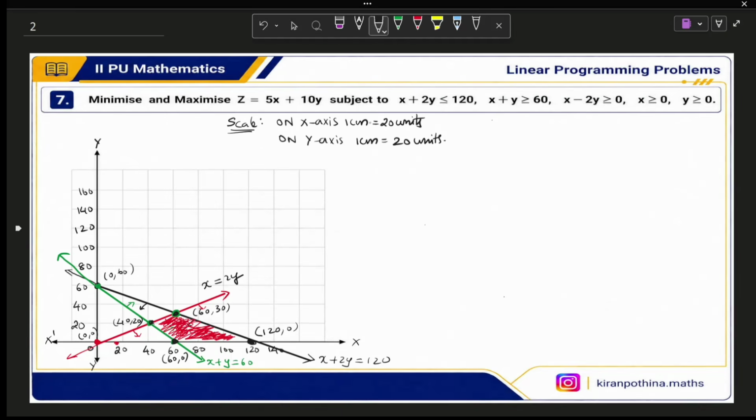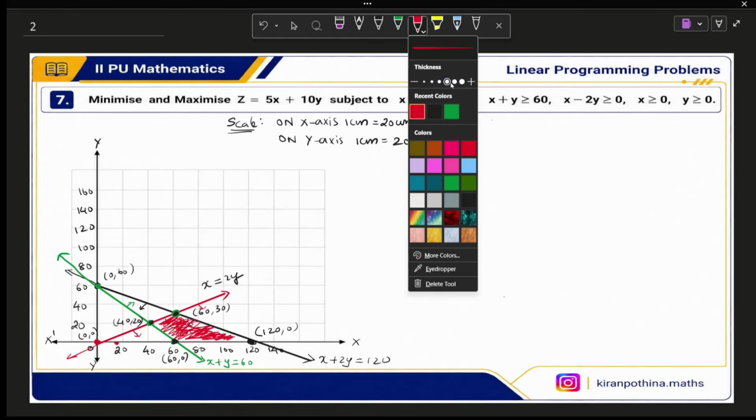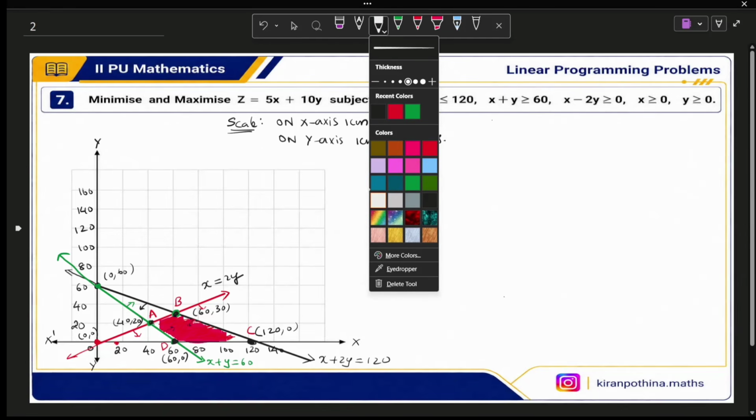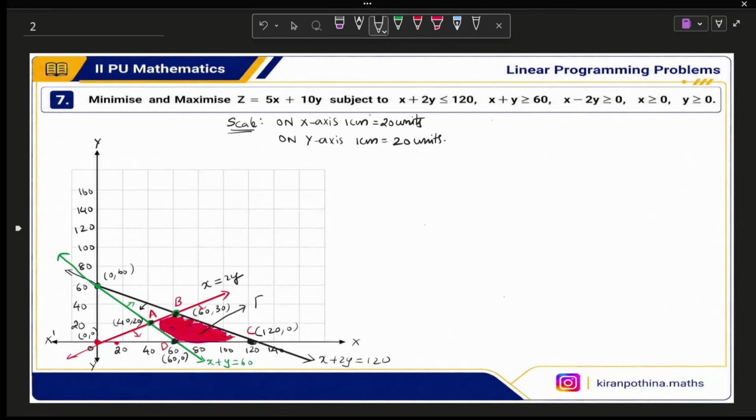Now out of all the points, which points we need to consider as corner points are only these four, right? These four we need to consider as corner points. This is point A, point B, point C and this is point D. This is our feasible region. So I will mention here, this is the feasible region.